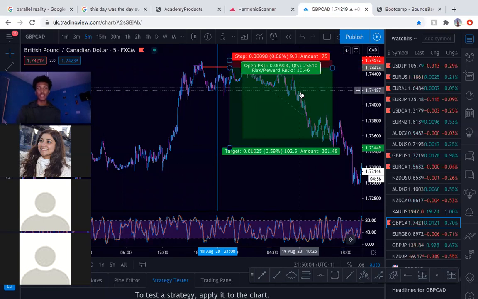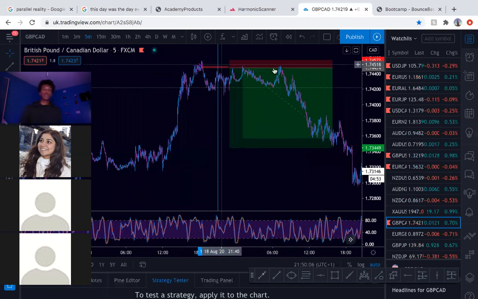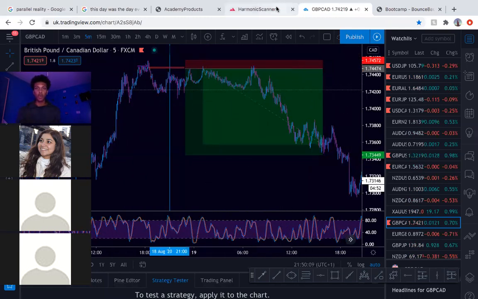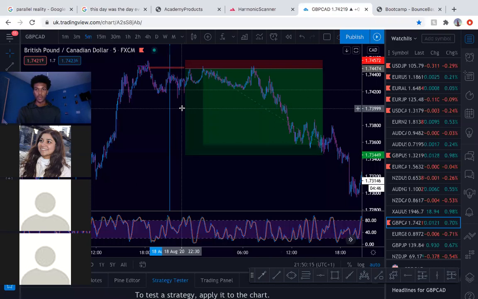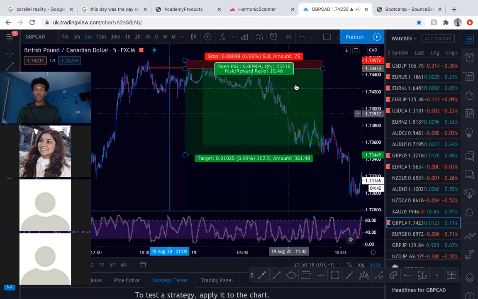And then again, after TP1, we're moving stop loss to break even, right? TP1 was where? 1.7387, something like that, right? Somewhere around here. So after here, we moved stop loss to break even. It came back up, we came to entry.